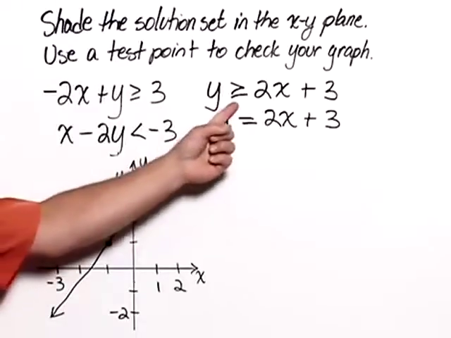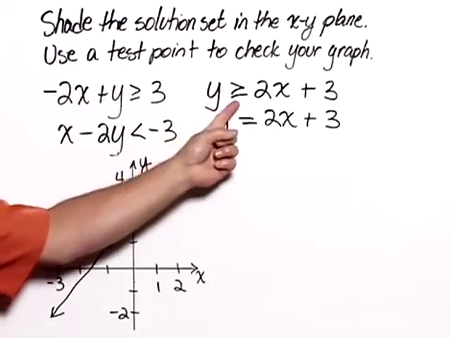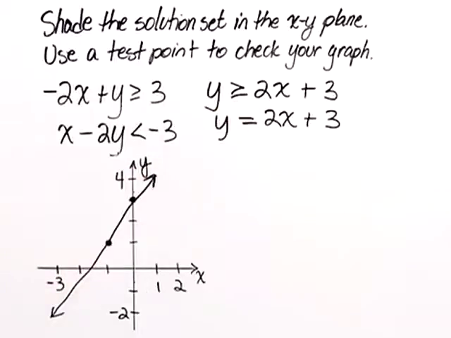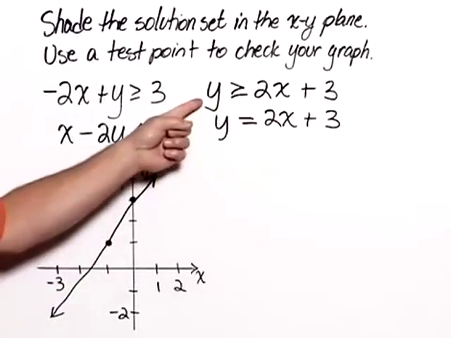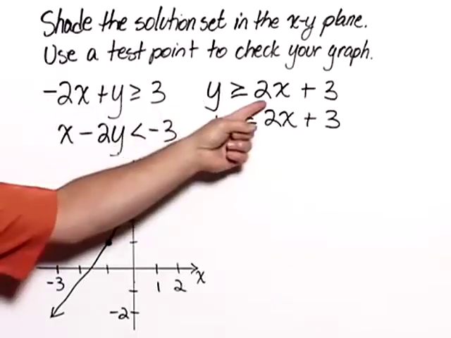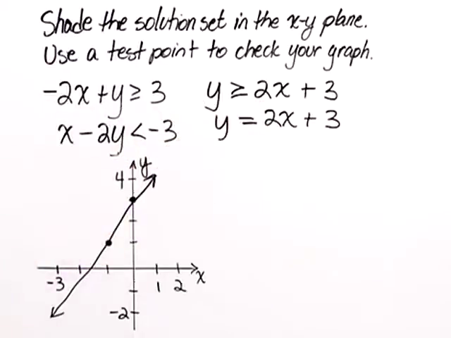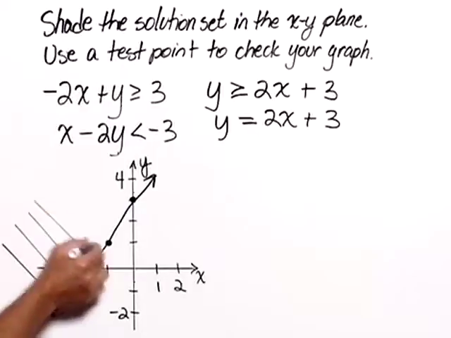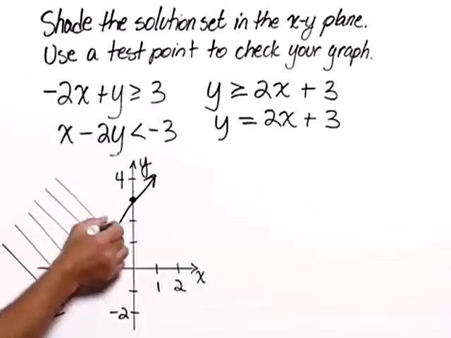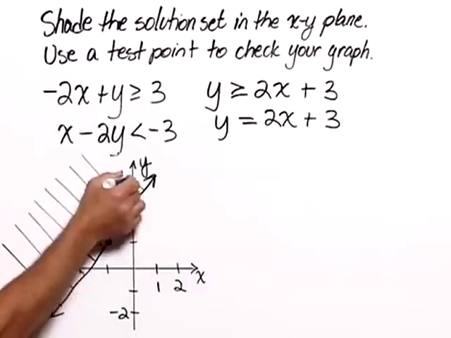Looking back to the inequality, it's y is greater than or equal to 2x, and that means we want y values that are more than this, that is, they are above the line. So we would shade that half plane that is above the line.